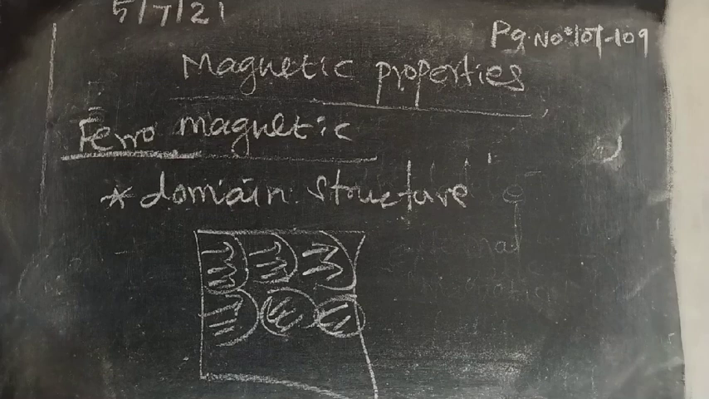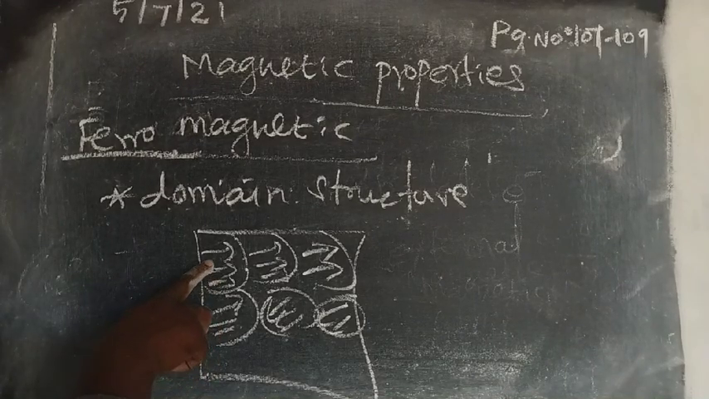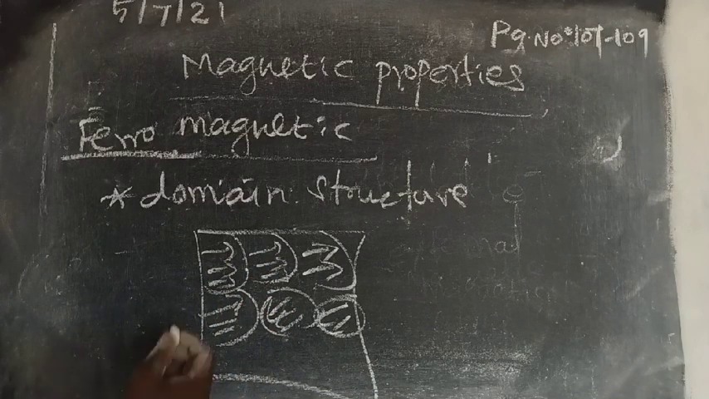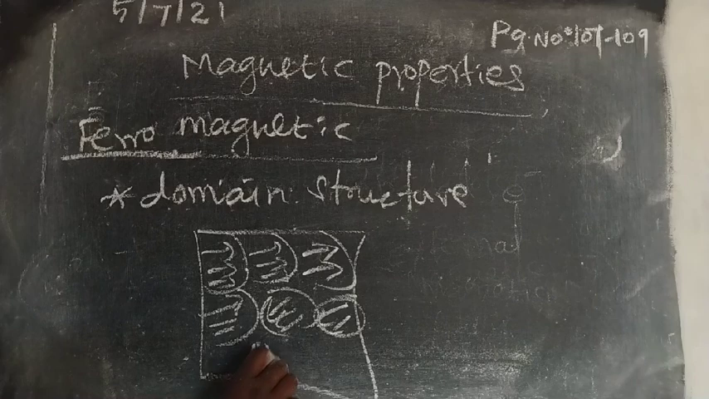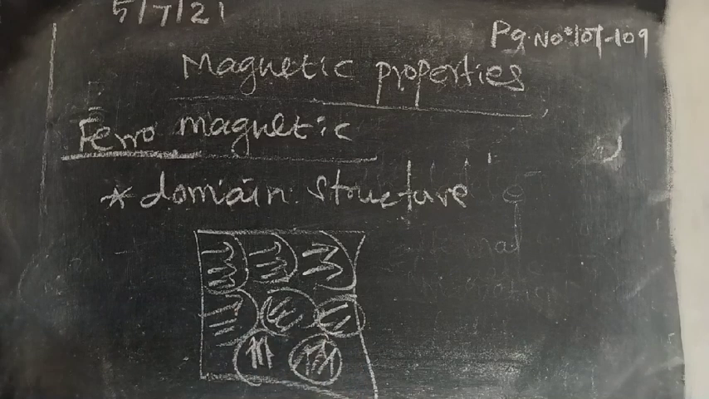So they may have a domain structure, but the spin dipoles of adjacent domains are randomly oriented. If you compare these two, they may not have the same orientation. They may have different orientation. Each and every domain may have a different arrangement or orientation.